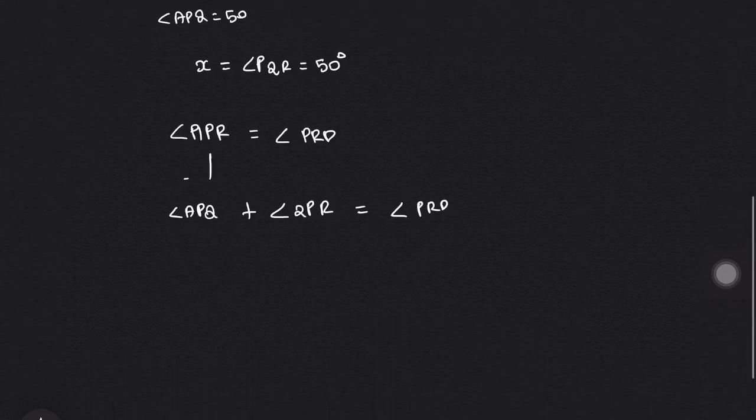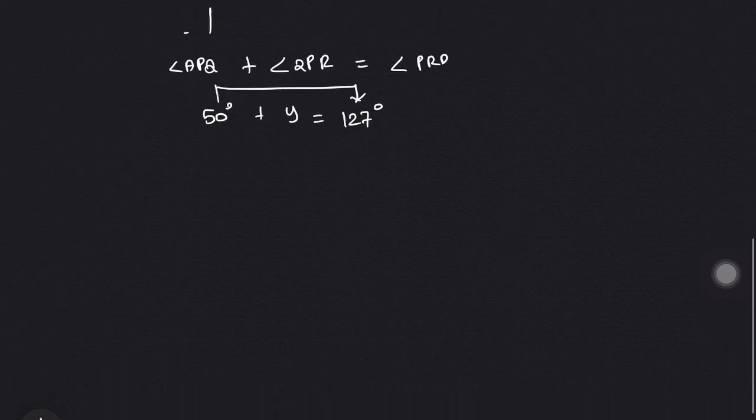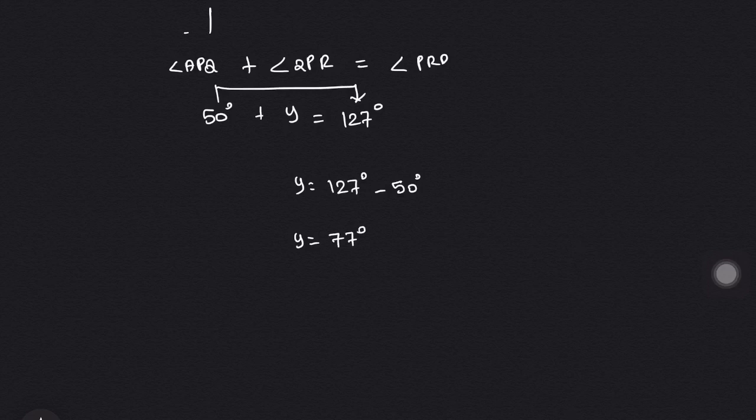Just replace the values. APQ is equal to 50 degrees. Then angle QPR is equal to Y, and PRD's value is 127 degrees. So this term is moving to the right side. Value of Y is equal to 127 minus 50 degrees. So the final value is Y equal to 77 degrees.